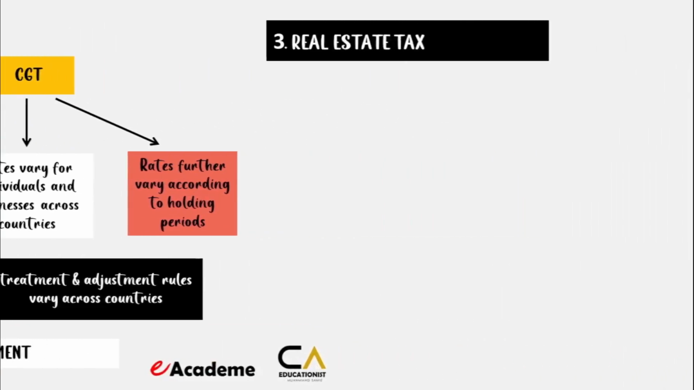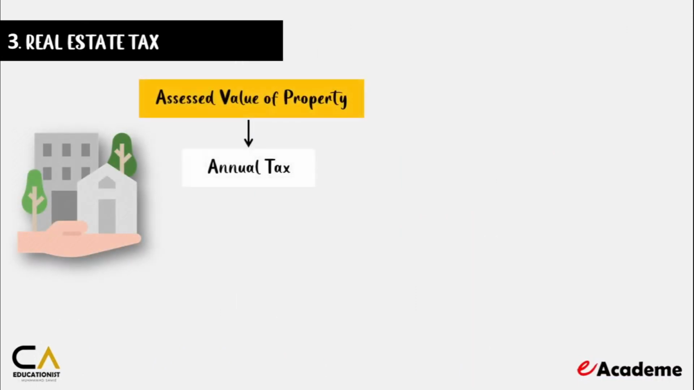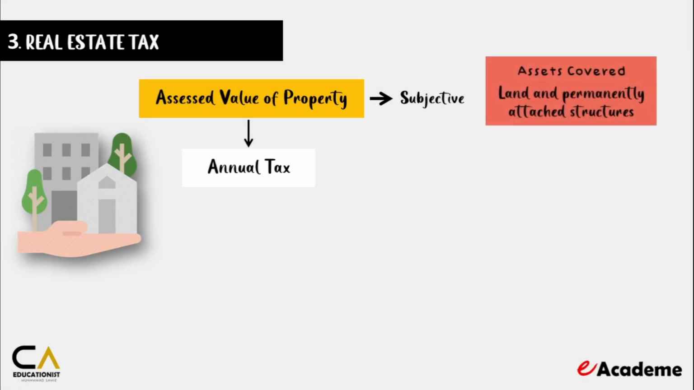Number three, real estate tax. Real estate tax is the annual tax that you pay on the assessed value of the immovable property you own. How the value of the property is assessed is highly subjective and varies across the countries. This tax applies to land and permanently attached structures like a home or building.